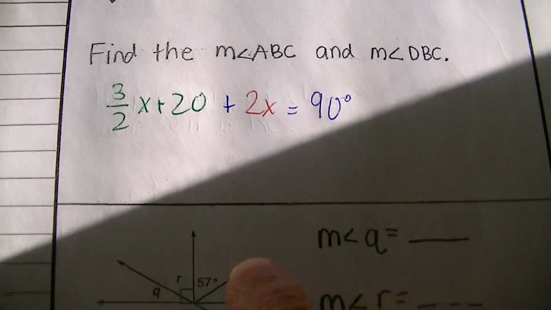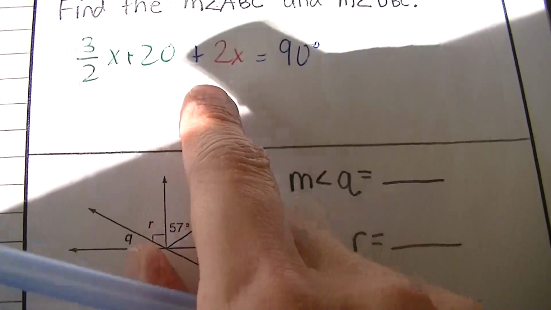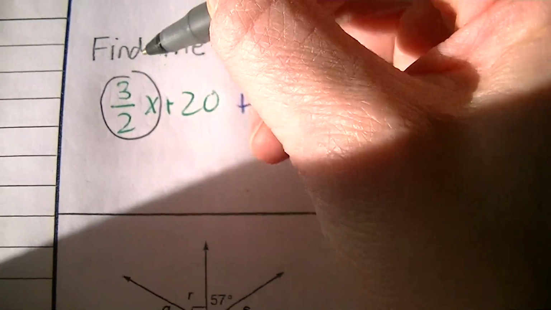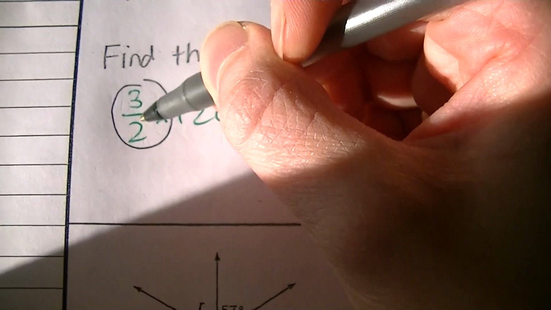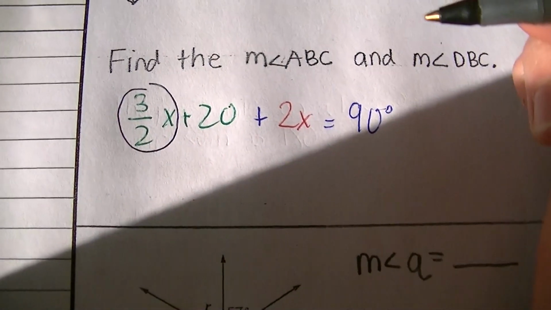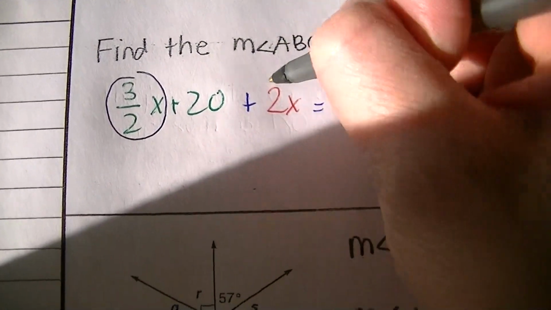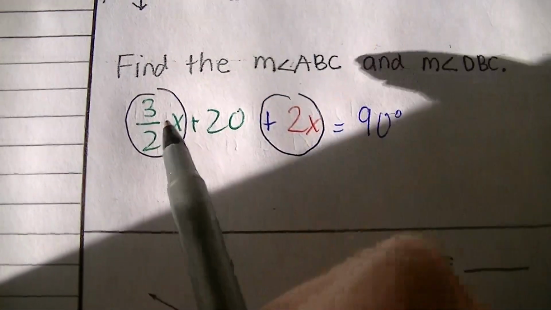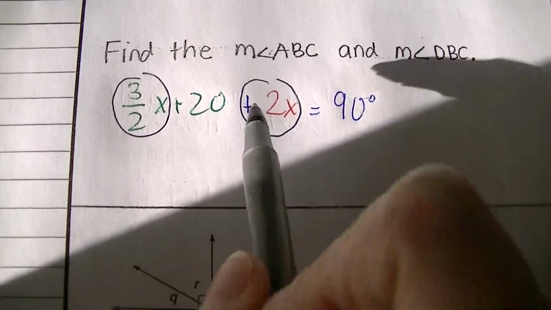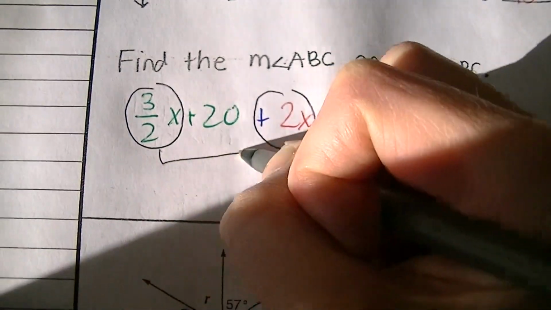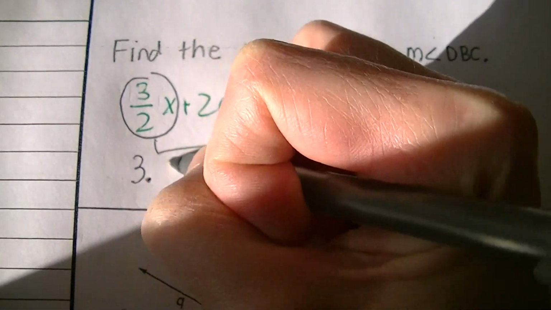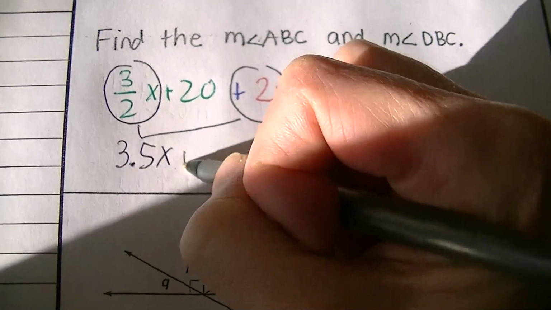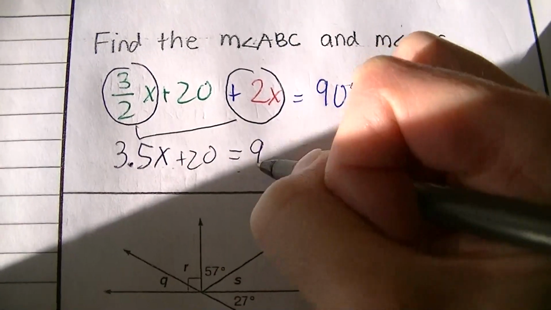All right, so 3/2 x and 2x, those are like terms. And if you're not liking the fraction, you can switch 3/2. If you go 3 divided by 2, like in a calculator or in your brain, you would get 1.5. It's cool to switch that to its equivalent decimal if you want to. So 1.5x plus 2x is 3.5x. But don't forget that x, okay? And then bring down your plus 20, and bring down your equal sign, and then that 90, okay?